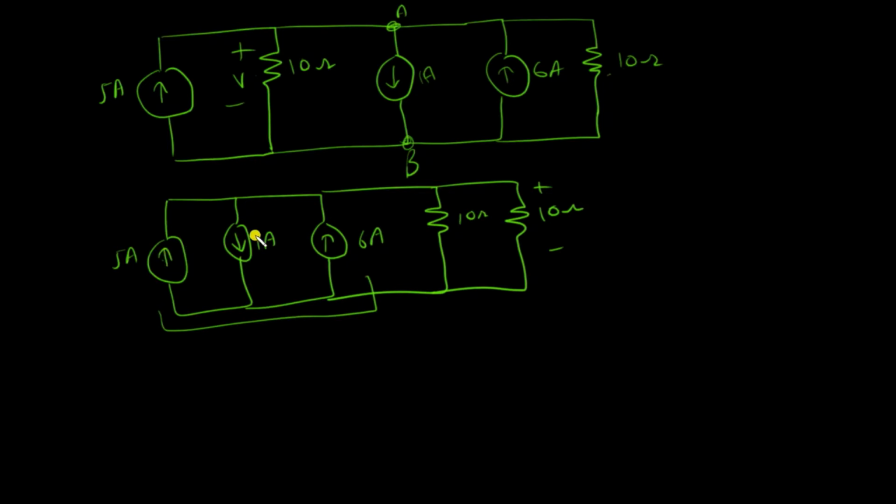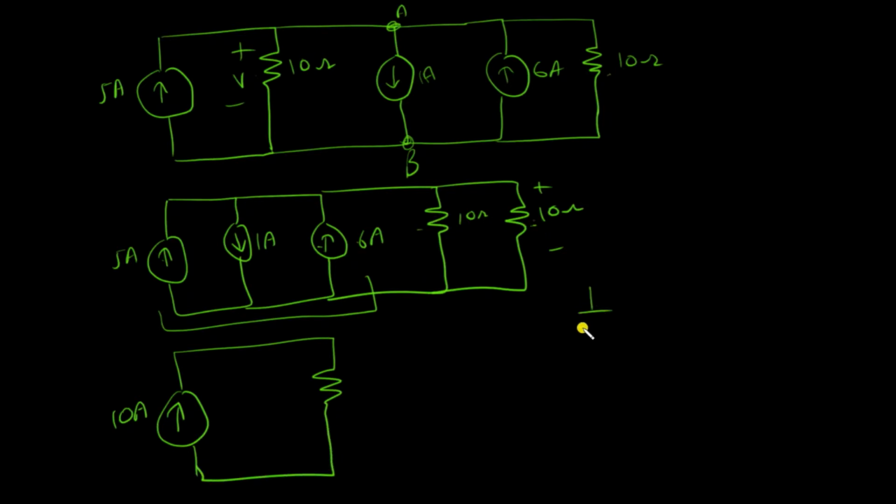So I can just add 5 and 6, 11 minus 1, so that is 10 amps with an up direction because the larger current sources are above. So I just add up the current sources. The second thing is I can combine these two resistances into one.